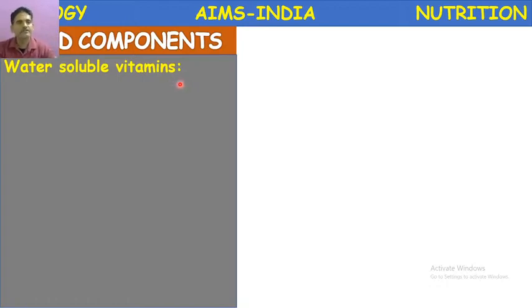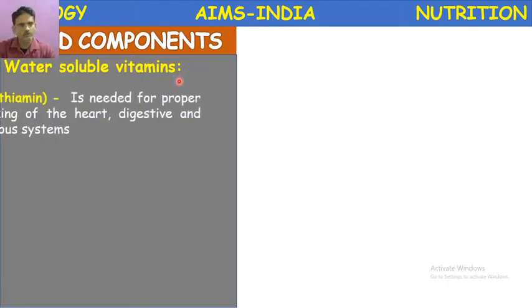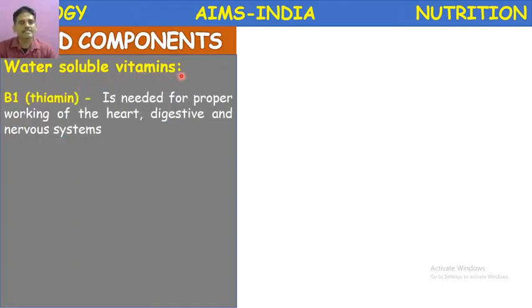So let us proceed. Vitamins are classified into two main categories based on their solubility. They are water soluble vitamins and fat soluble vitamins. So, what are water-soluble vitamins? Water-soluble vitamins include vitamin B complex and vitamin C. Vitamin B complex consists of different groups of vitamins. Vitamin B1 first.